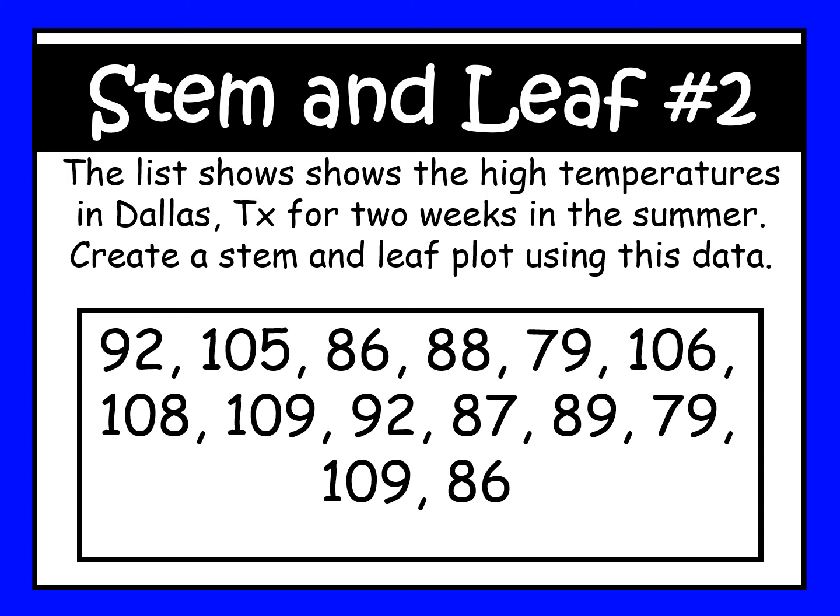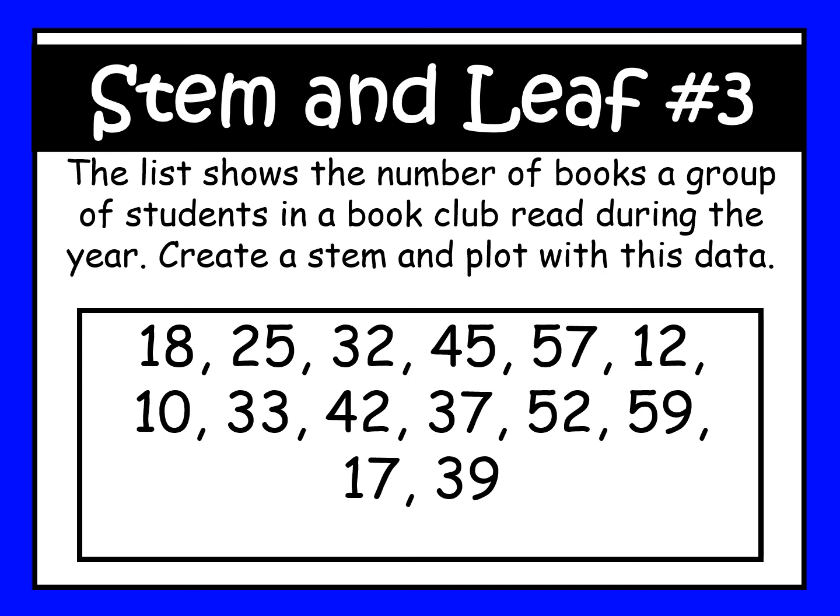Okay, let's go ahead and go to problem number 3. The list shows the number of books a group of students in a book club read during the year. Create a stem and leaf plot with this data. So I'm going to give you about 45 seconds to write these numbers down. Then you're going to go back and make your own stem and leaf. Go.